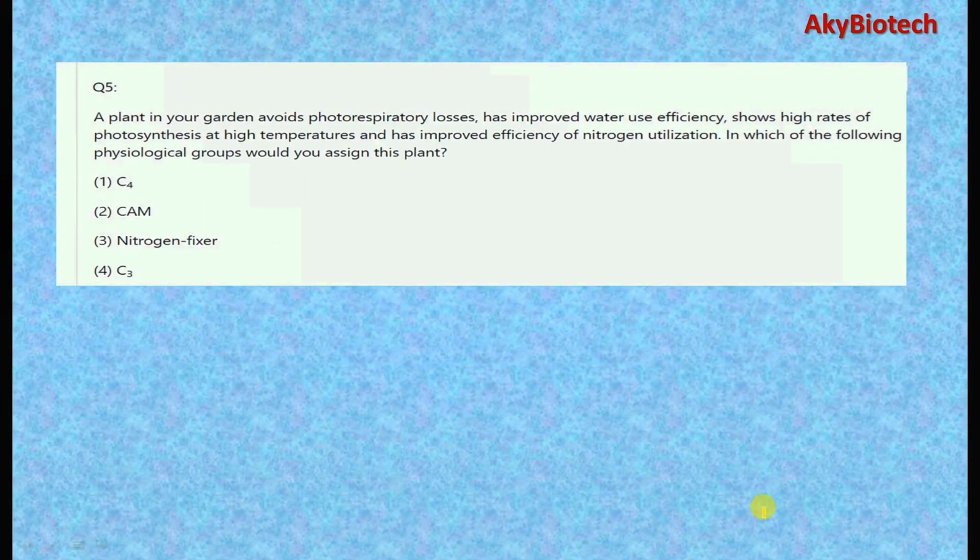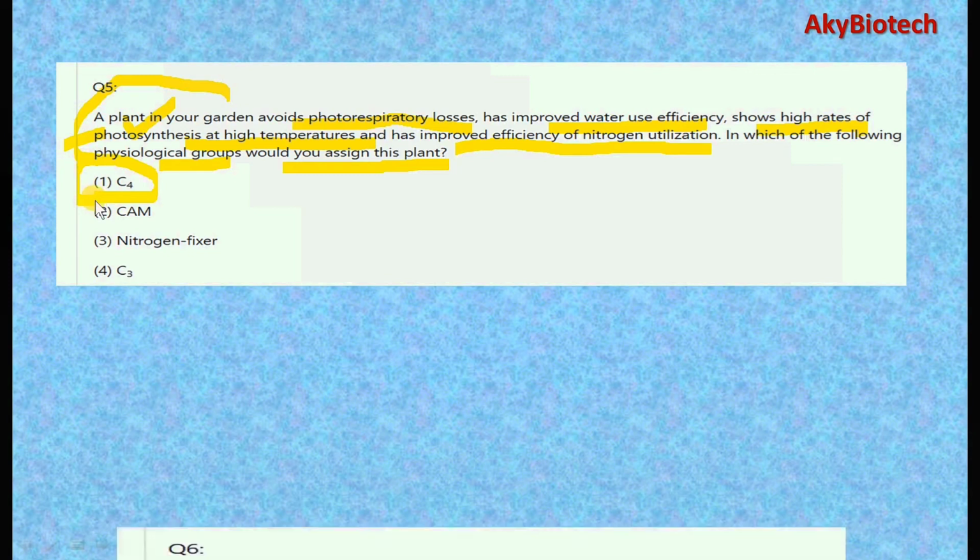Then question number 5. A plant in your garden avoids photorespiratory losses, has improved water use efficiency, shows higher rates of photosynthesis at higher temperatures and has improved efficiency of nitrogen utilization. In which of the physiological groups would you assign this plant? If a plant is showing all these features which I have mentioned, you will categorize in which of the physiological groups this plant belongs. That is, this is belonging to the C4 plants.